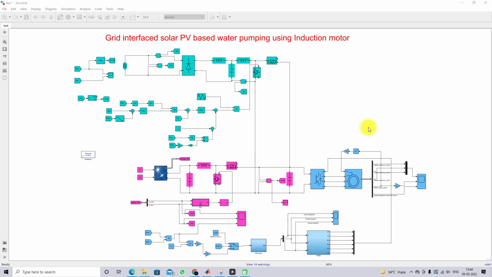Today we are going to see about grid interface to solar PV based water pumping using induction motor.